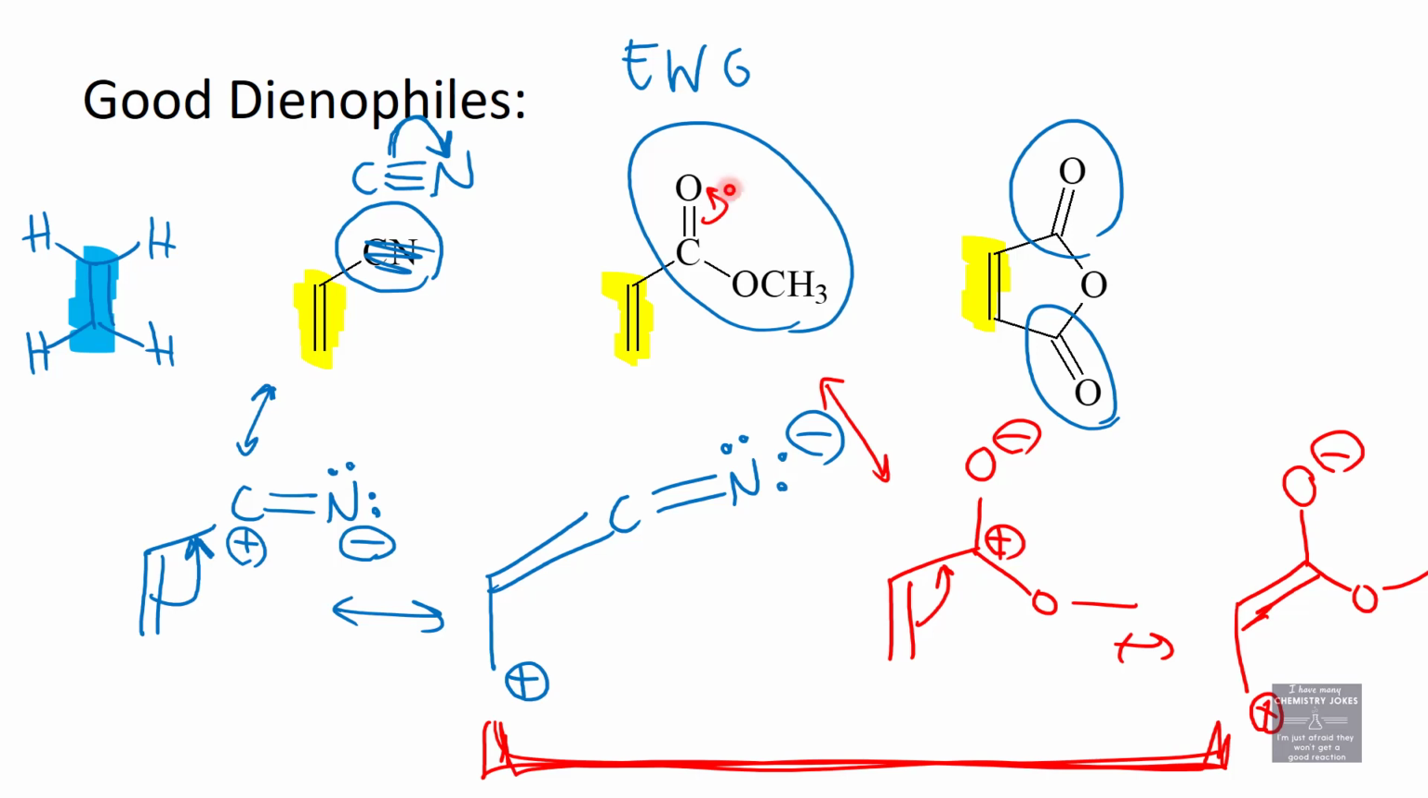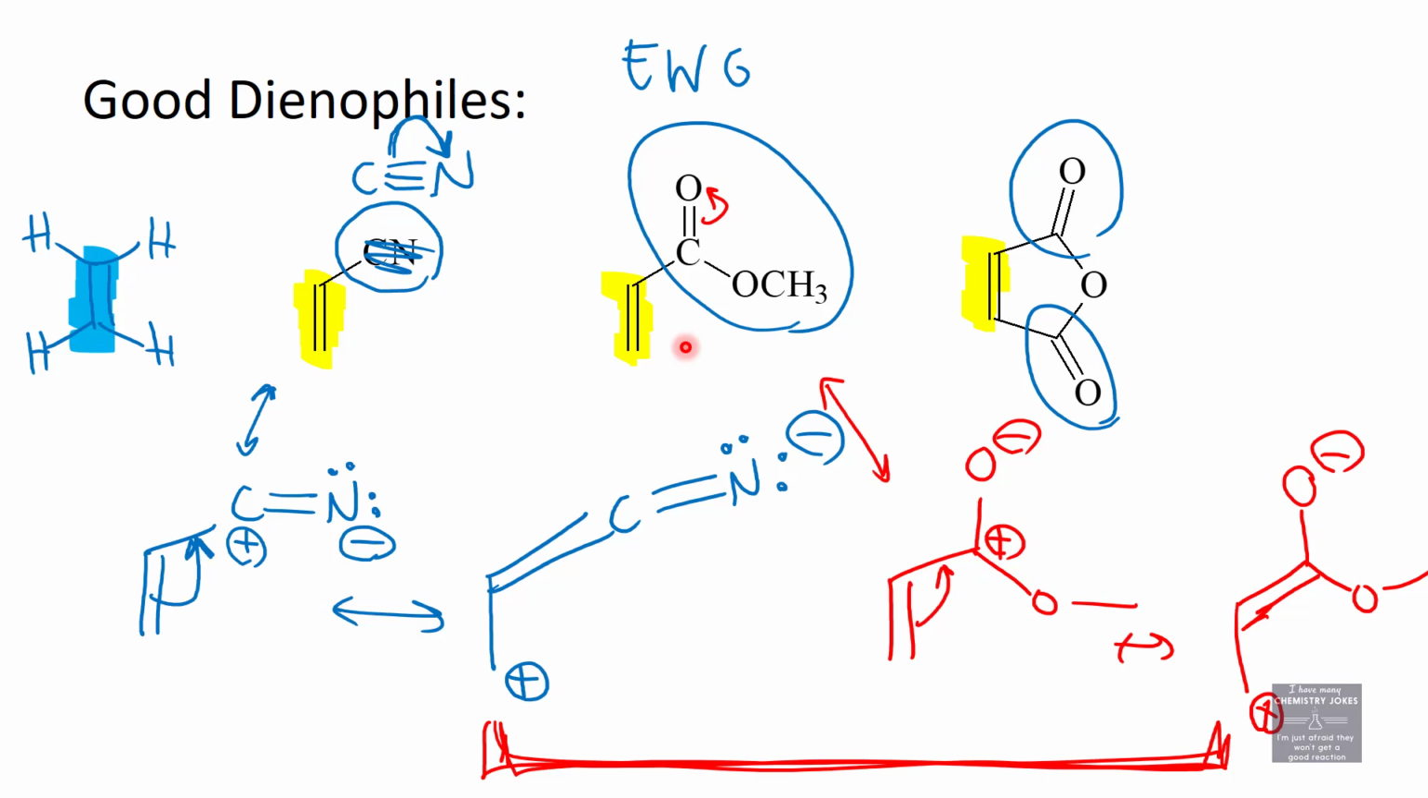I ran out of space, but you could also draw the resonance for the right-hand molecule, right? Yeah, I think you could. The difference in these molecules is that the left one and the middle one are both not symmetric dienophiles. The third one is a symmetric dienophile, and that's going to have an impact down the line when we do more Diels-Alder.